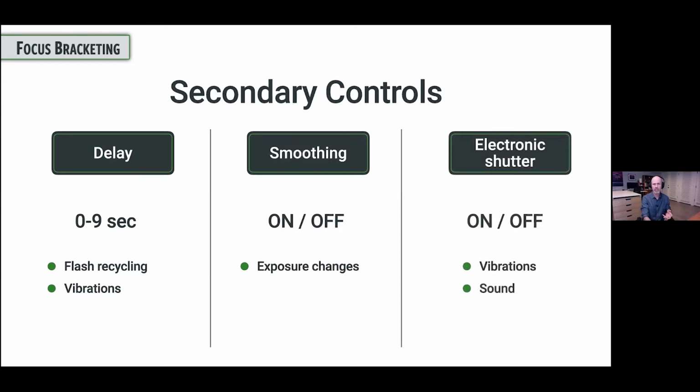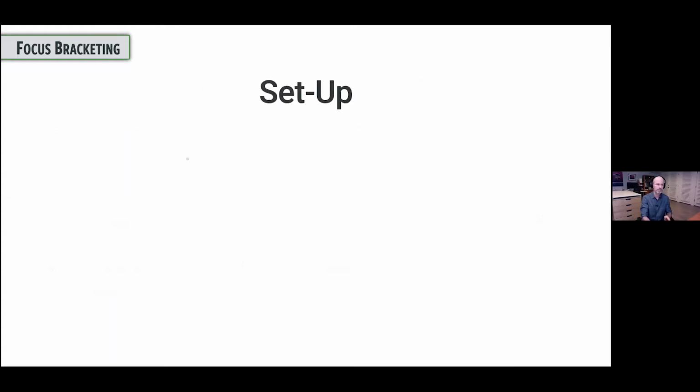The electronic shutter is a shutter without mechanical motion, which means you're less likely to get vibration or sound. It's possible that you're going to get distortions with electronic shutters, but we're focusing and we're going to be working with subjects that are not moving, so distortions are highly unlikely in this case.